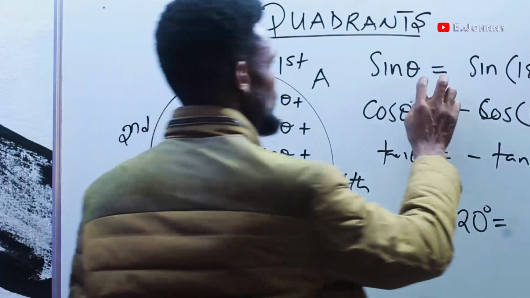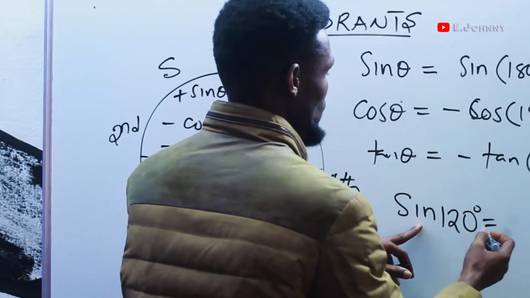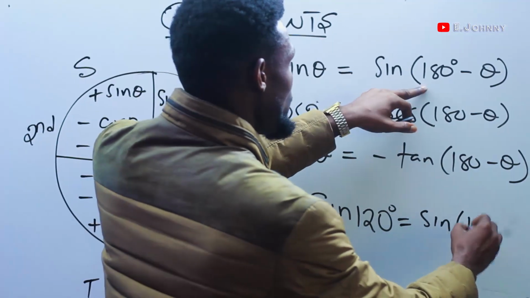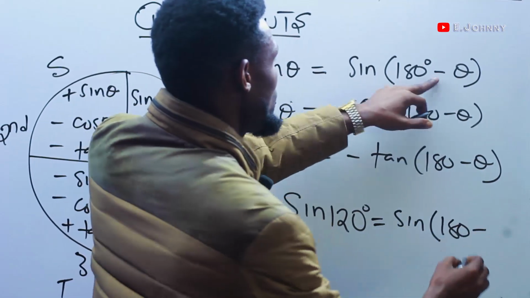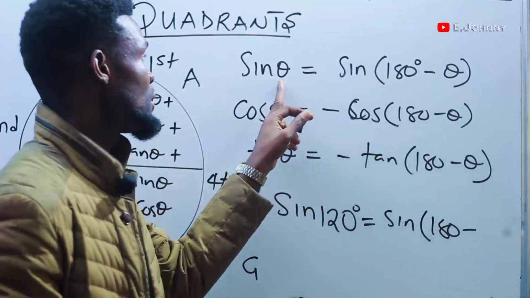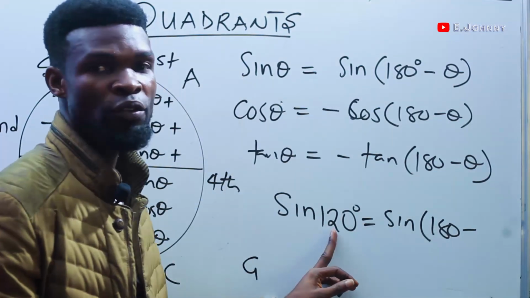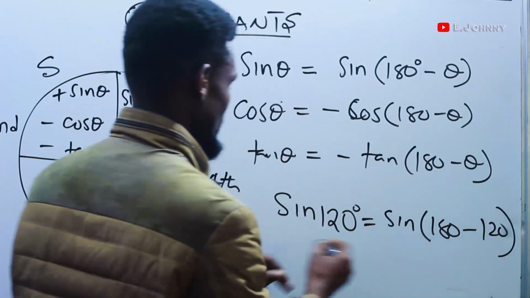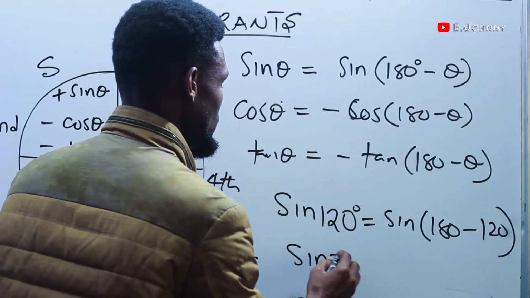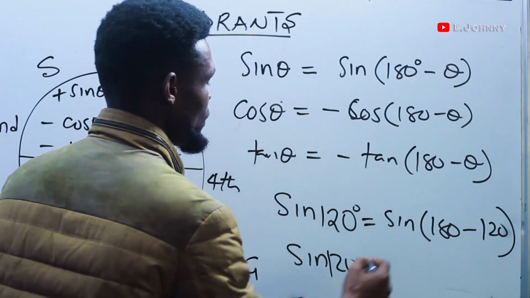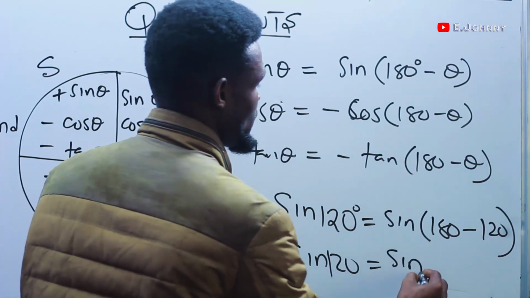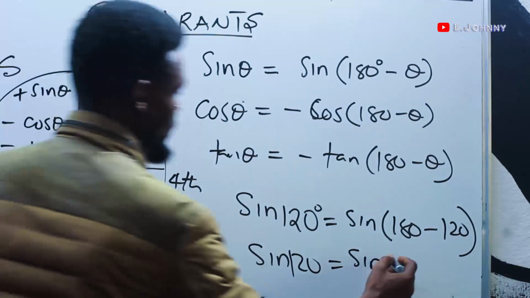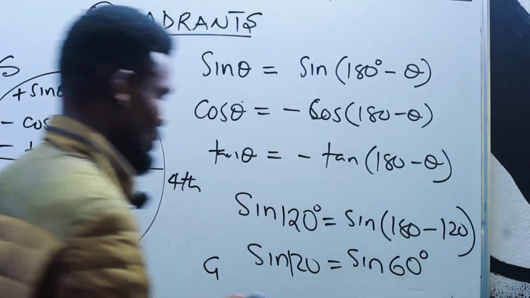So that will help me to say that sine 120 will be equal to sine into 180 degrees minus theta. What is theta? This theta, at this point, is 120 degrees. So we have 120 degrees, which means that sine 120 degrees is the same thing as sine of 180 minus 120, which will give me 60 degrees.